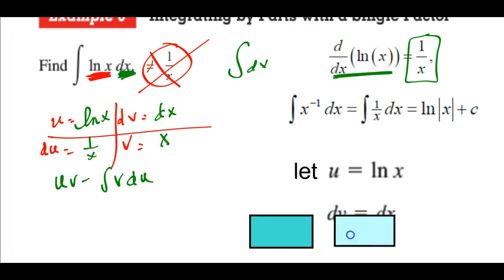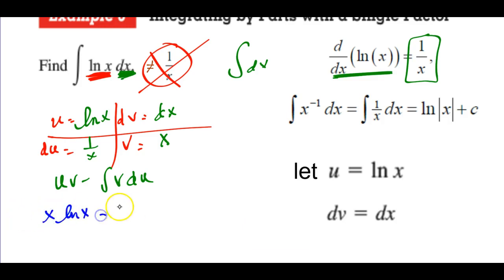I don't know if I can get my pen to work. There you go. So this is just showing you a little discussion of what we should let u and v be. So once we do that, then I'll plug in again uv minus integral of v du.